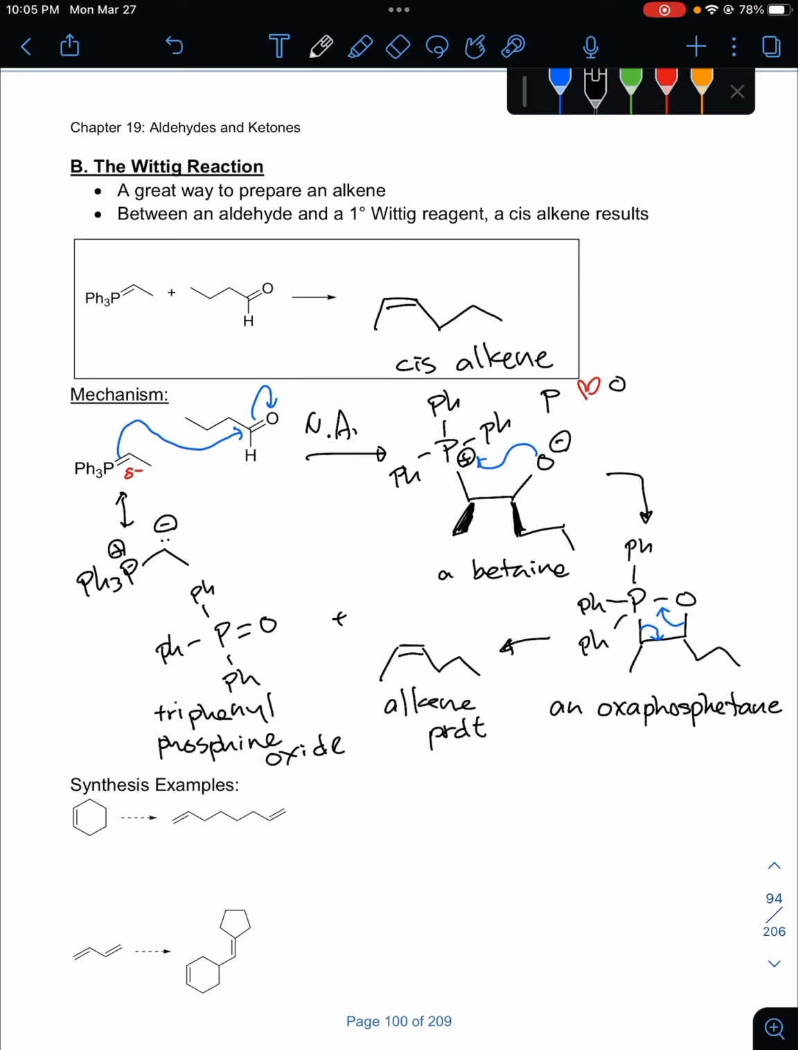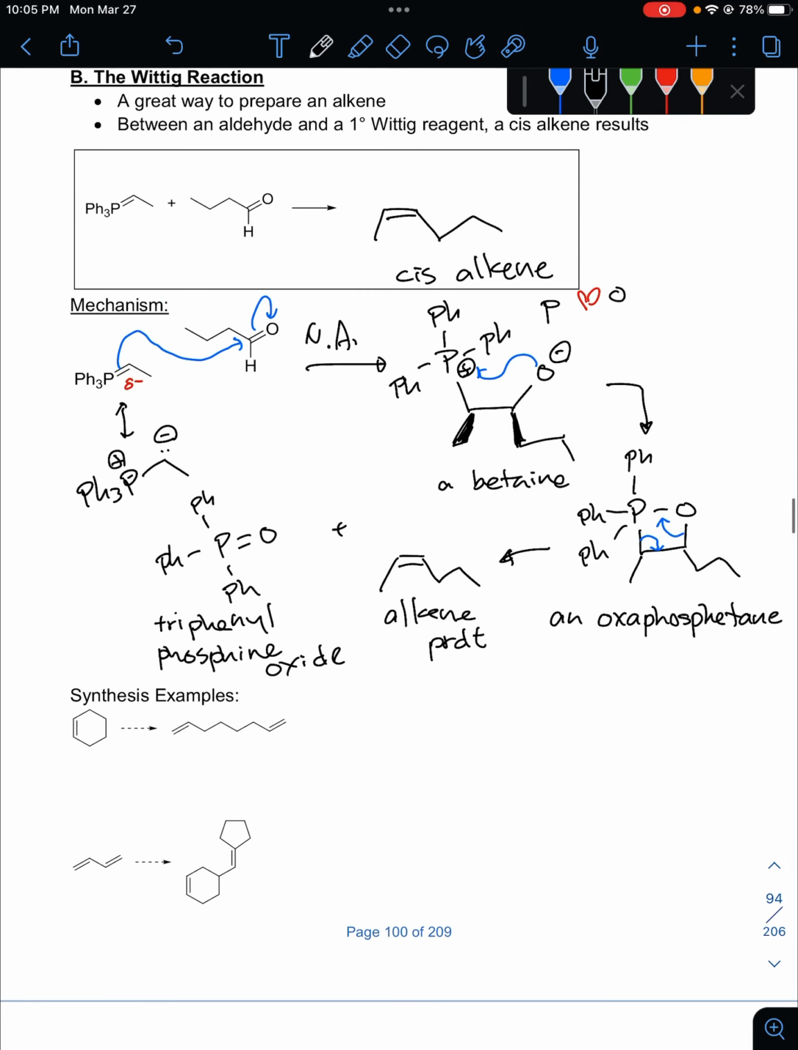It's kind of like some of those people that show a little too much PDA in public that you don't want to be around. That's what triphenylphosphine oxide is. There's actually even papers published just on how to get rid of it because it's so annoying. But that's the other product.